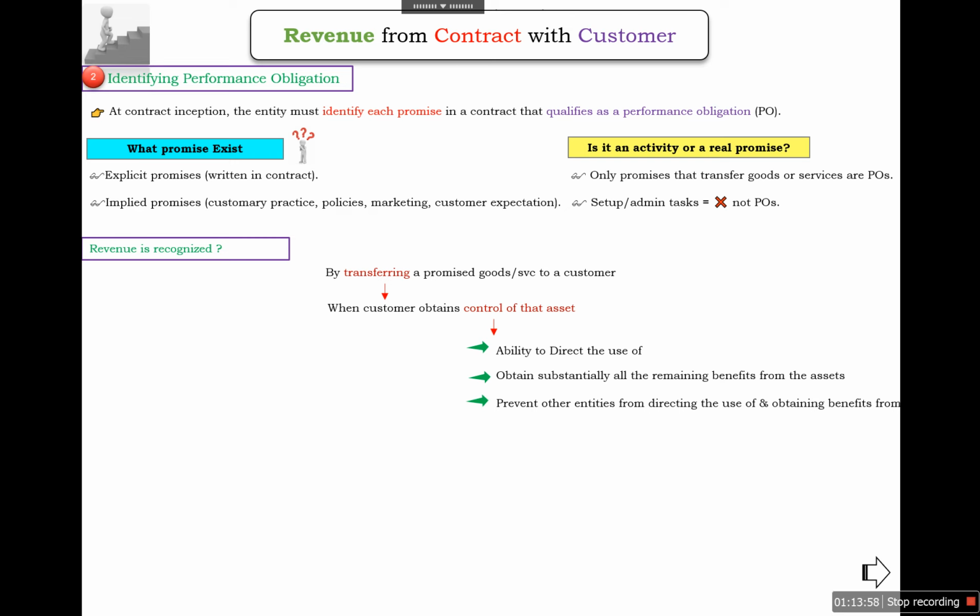So we need to check from the perspective of the transfer of control. Transfer of control results when there is an ability to direct the use, where the customer can obtain substantially all the remaining benefits from the asset and can prevent others from directing the use and obtaining benefit from the asset. Then in that case, we can recognize the revenue.